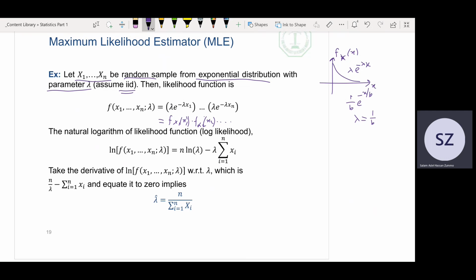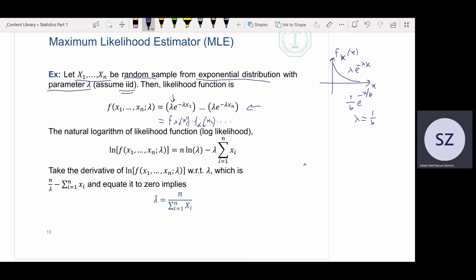The PDF of the first x1 is exponential with parameter lambda, we don't know lambda. So it's lambda e to minus lambda x1, right? This is the first PDF. The second PDF is lambda e to minus lambda x2. So this is the joint PDF. The first depends on x1, the second depends on x2, the third on x3, and so on. However, all of them depend on lambda. So what we need to find is what is lambda that makes this function maximum.